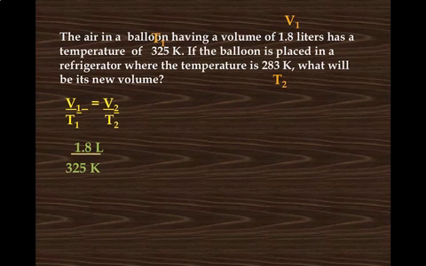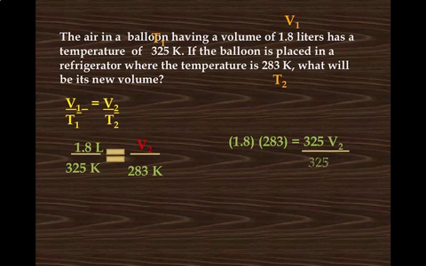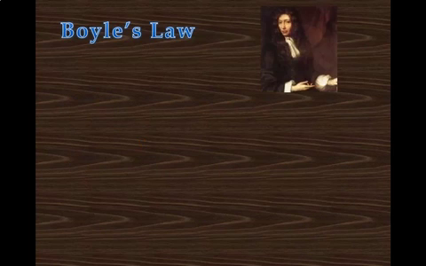Another way I can do this is to just go ahead and plug in how it is. So 1.8 over 325 equals V2 over 283. I'm going to cross multiply, so I get 1.8 times 283 equals 325 times V2. I'm going to divide both sides by 325, plug all of that in my calculator. My 325s cancel over there, and I'm going to get a volume of 1.6 liters.